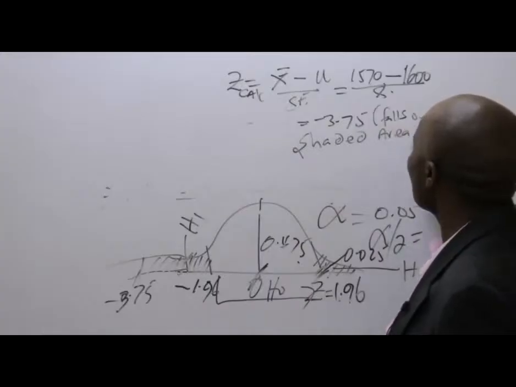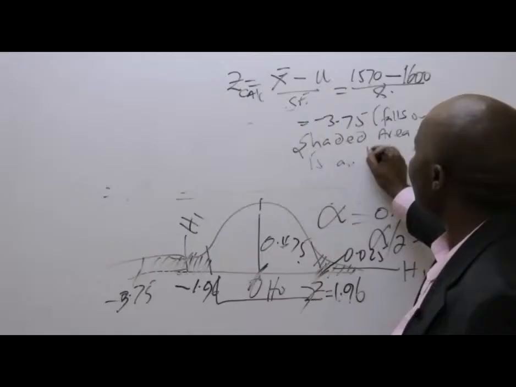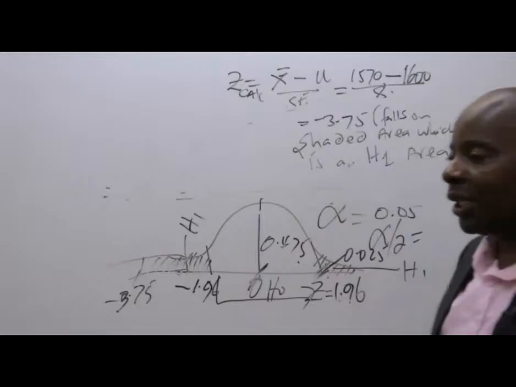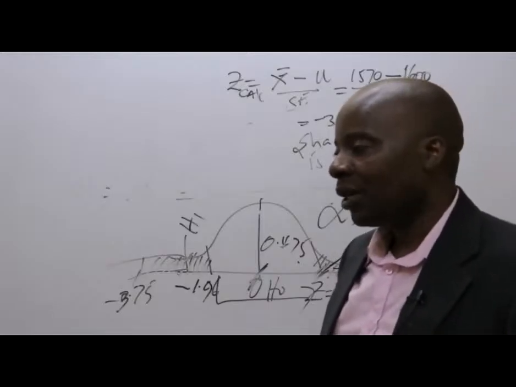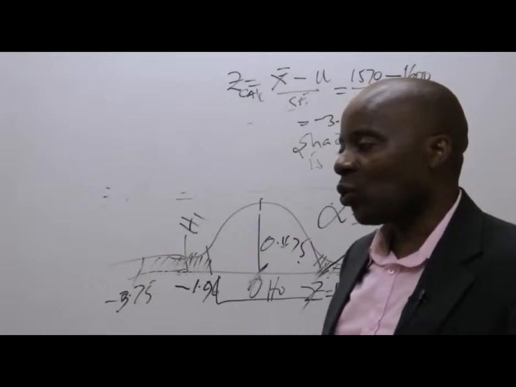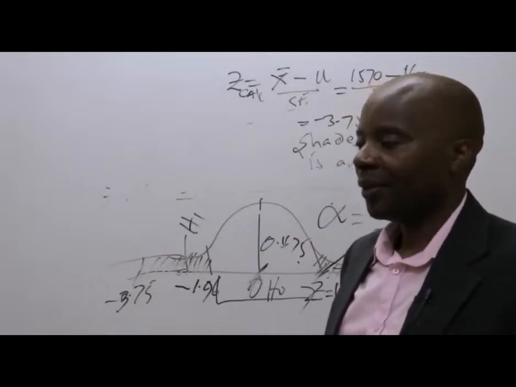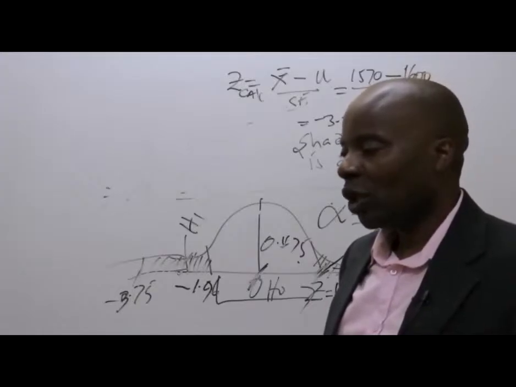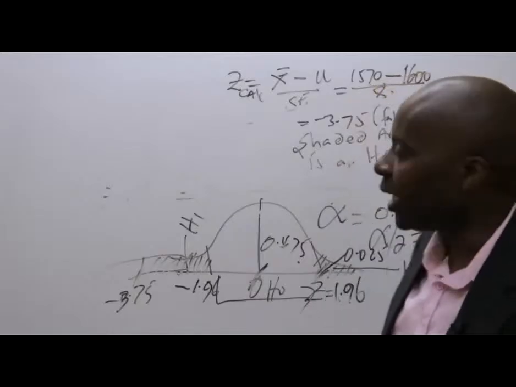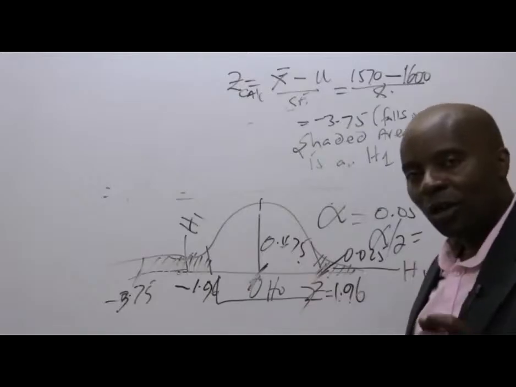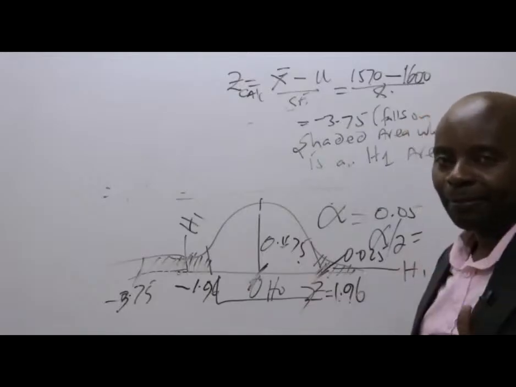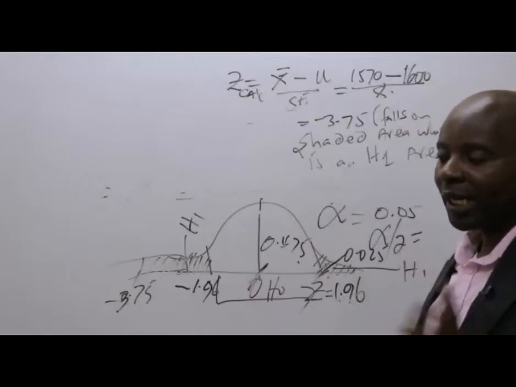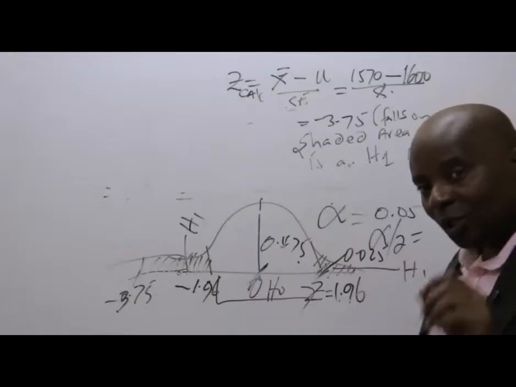Which is an H1 area. All shaded areas are H1 areas. So the moment I've hit there, I'm telling the examiner that we can only accept H1, because we have fallen on the H1 area.